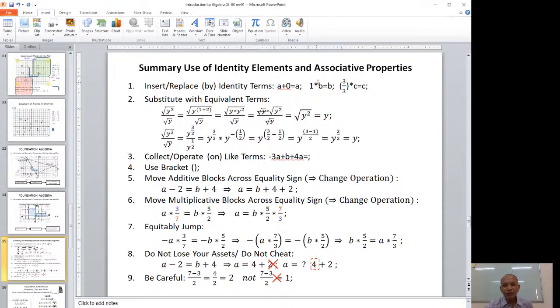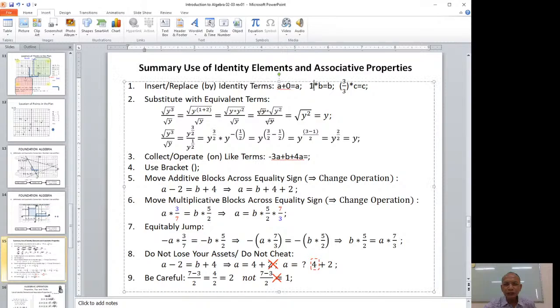For multiplication we have 1 times b, which is b itself, and here it's also 1 times c because 3 over 3 equal 1, 1 times c equal c, same. And all this we will use during the calculation, during the time of performing calculation.